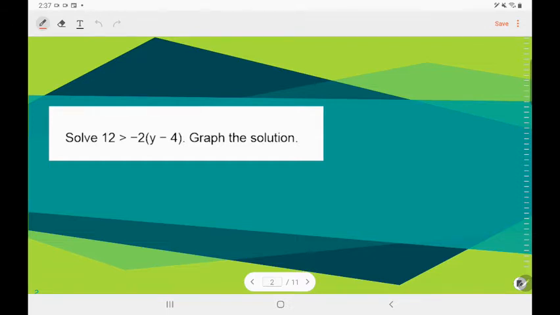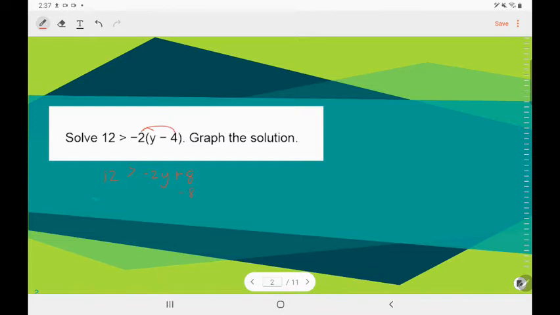If I have a multi-step problem, I'm going to solve it the same as a multi-step equation, except remember, if you're dividing or multiplying by a negative, I'm going to flip the sign. To begin with, I'm going to distribute. So here I go. 12 is greater than negative 2y. Negative 2 times negative 4 is positive 8. From there, I am going to now solve for y.